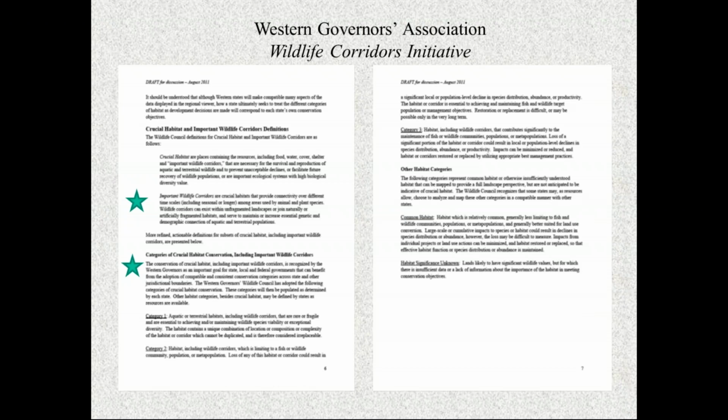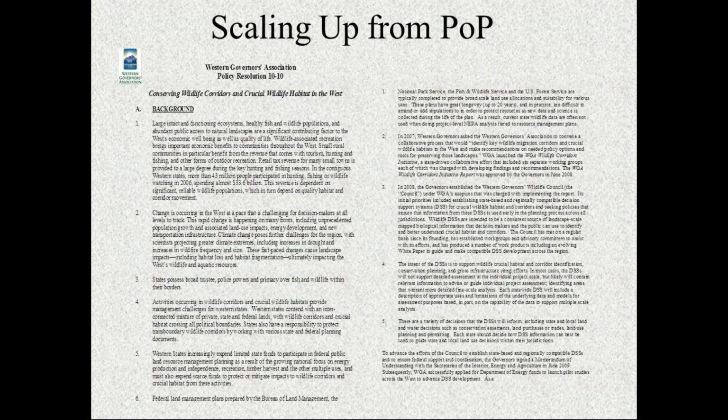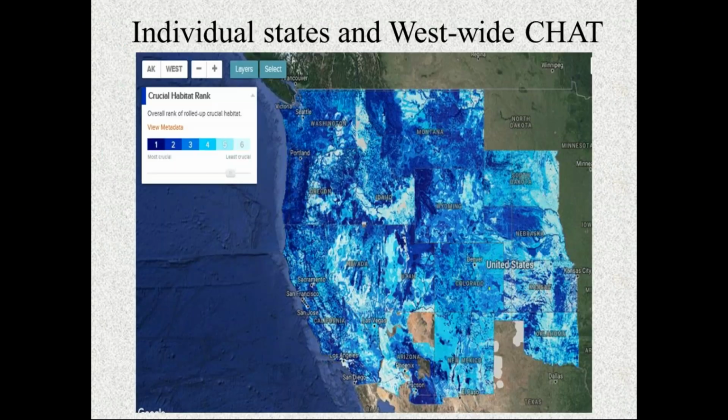One of the things that we wanted to do is scale up from the Path of the Pronghorn. And so you'll recall that we had met early on with then Governor Dave Freudenthal at Wyoming. And when he was in charge of the initiatives for the Western Governors Association, he proposed the Crucial Habitat and Wildlife Corridors Initiative that ended up being the WGA's Policy Resolution 10-10. And what this led to was the creation of the Crucial Habitat Assessment Tool, or the CHAT process, for the 17 Western states.